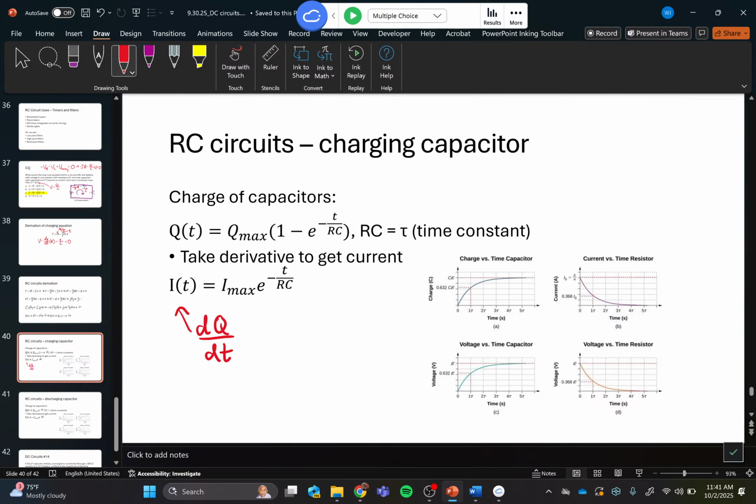Something that's important here. I'm going to rewrite this equation over here a different way. Q equals Q max, and Q is a function of time. It's charging. It does not happen instantaneously. The charge changes over time. 1 minus e to the negative t over tau.